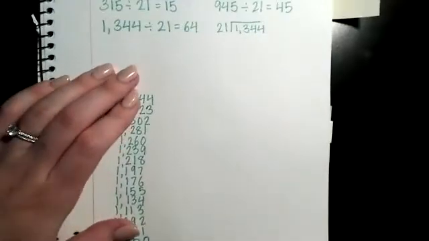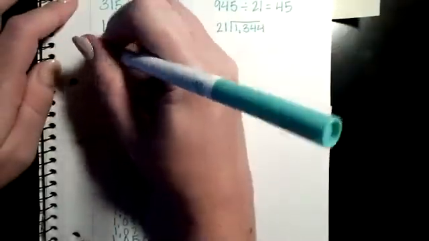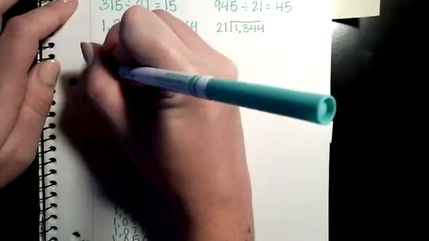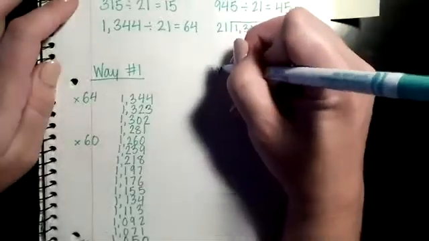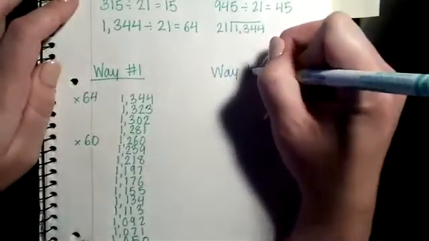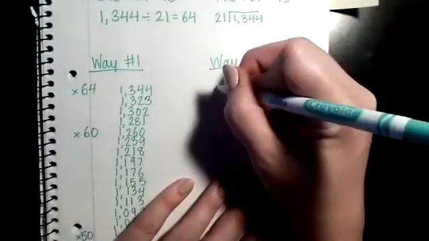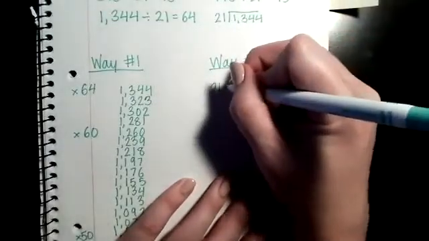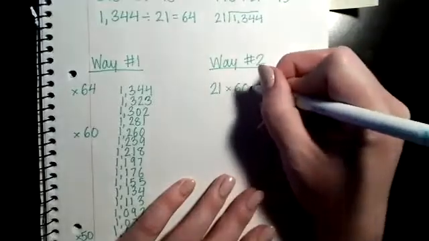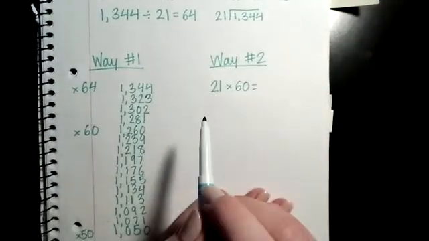All right, so I'm going to title this Way number 1, and Way number 2. In this one, I'm going to take 21 and try times 60 first and see what that gets me. Now, I don't know 21 times 60 off the top of my head.